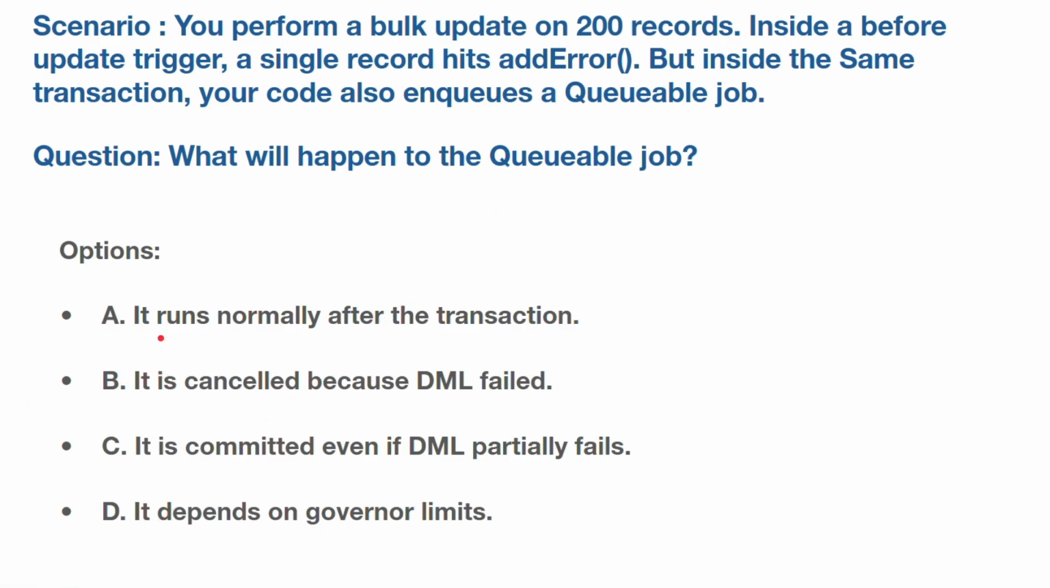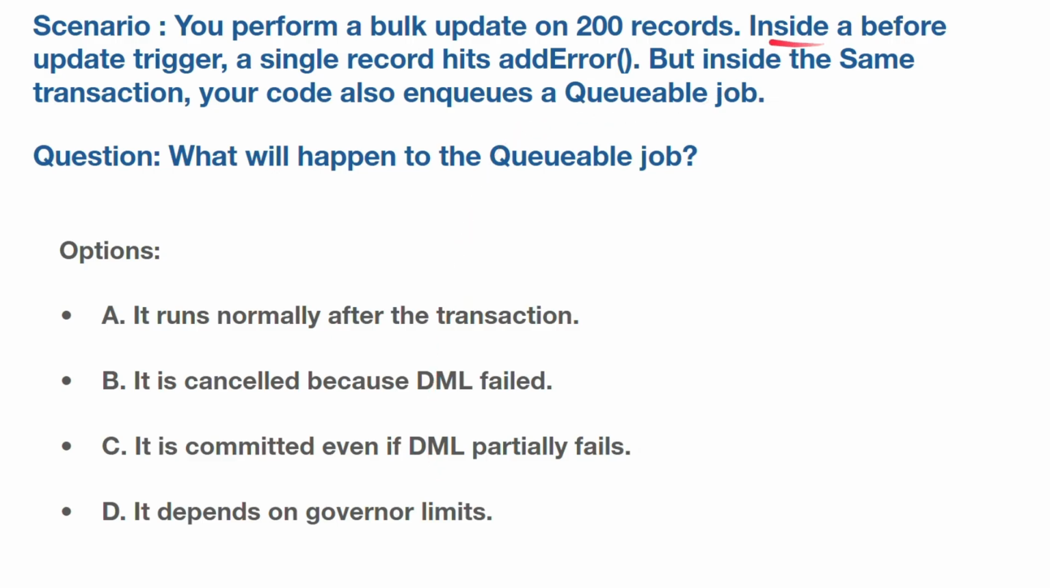Options are: A, it will run normally after the transaction; B, it is cancelled because DML failed; C, it is committed even if DML partially fails; and the last option, D, it depends on governor limits. Now many people think C is the correct answer. They think the Queueable job is asynchronous, so once it is committed, even if DML partially fails, it is going to execute no matter what happens to your parent process.